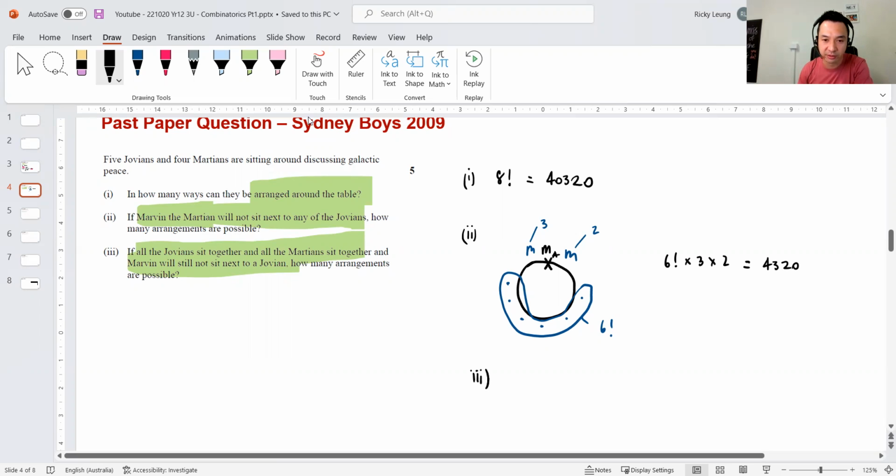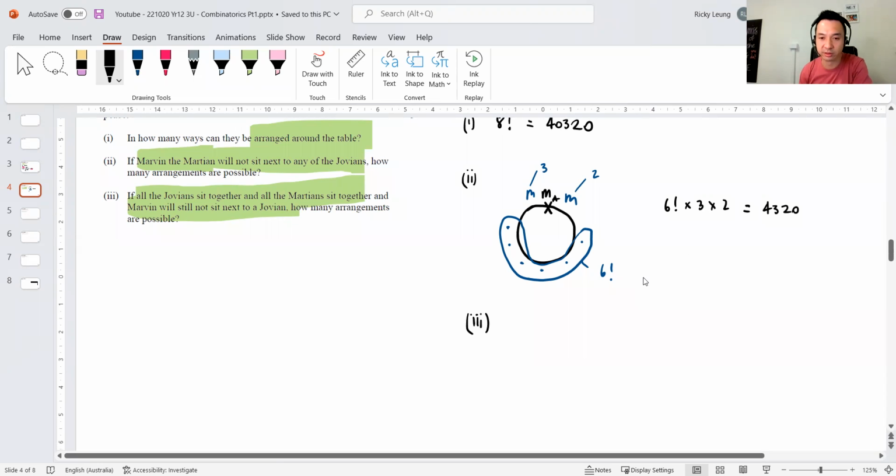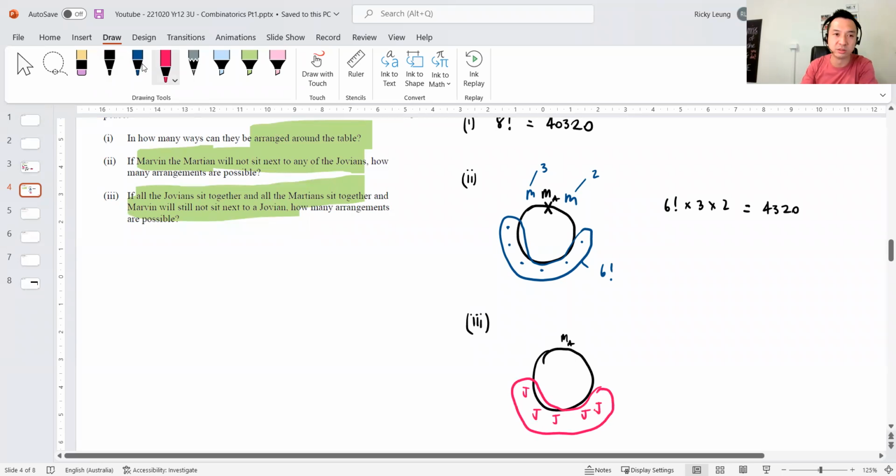Next one, slightly different, I mean, subtly different, right? It's subtly different, but you sort of have Marvin here as well. But what's important in this one is that all the Jovians are on the other side in a group, right? Which leaves, now remember, Marvin does not want to sit next to a Jovian, so there has to be at least one on each side, 1 Martian on each side. The other Martian cannot be part of the group now, so it's not 6 factorial, so it's slightly different. It needs to sit within a group where the Martians are all in a group.